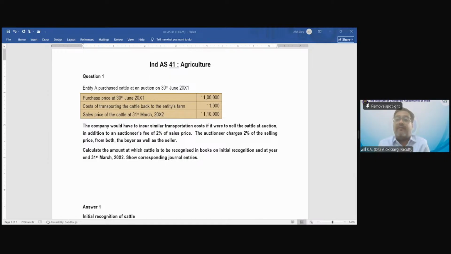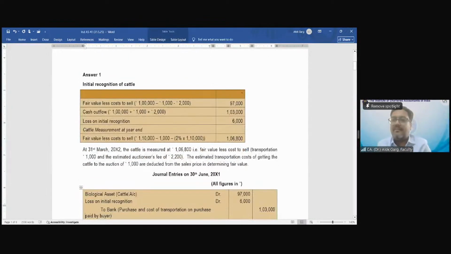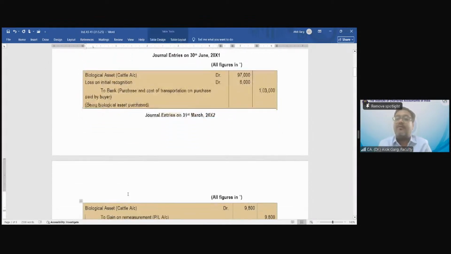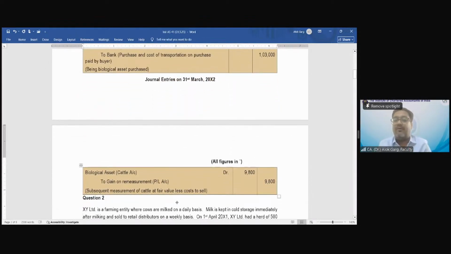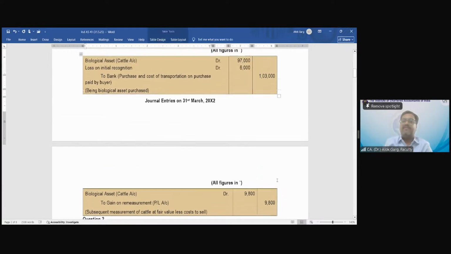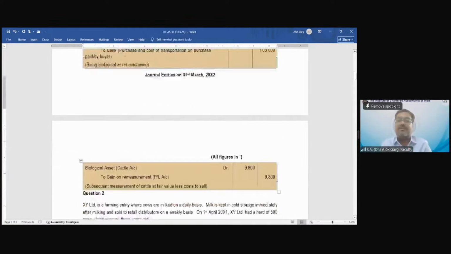And now when you compare this 1,06,800 with 97,000, what is the difference? The difference of 9,800 will go to biological asset capital account debit, to gain on remeasurement to other income, 9,800. So these are the accounting entries. Is this entry clear to everyone?